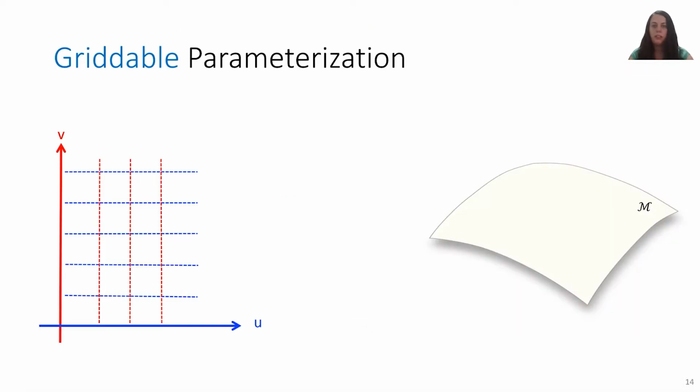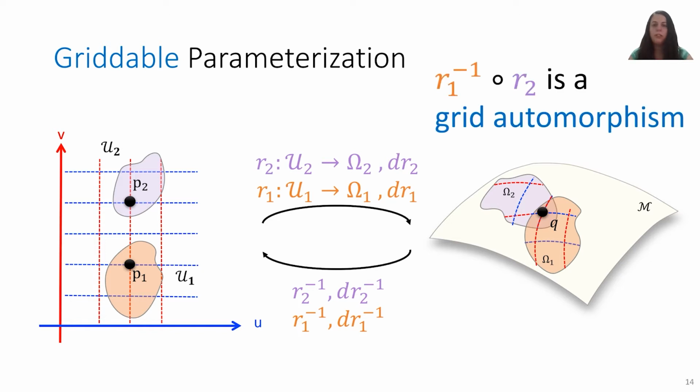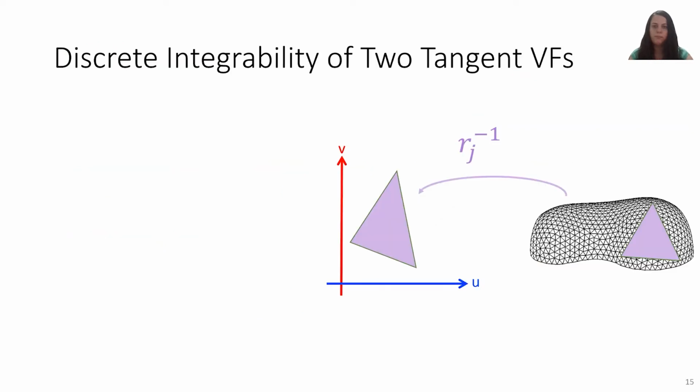To define the integrability, we first talk about a gridable parameterization, which allows for seamless cuts. Assuming we have 2 different parameterizations, mapping 2 planar domains to 2 surface domains, we get a gridable parameterization when the composition of going to the surface and going back is a grid automorphism. So rotations by integer multiple of pi over 2 and integer translations.